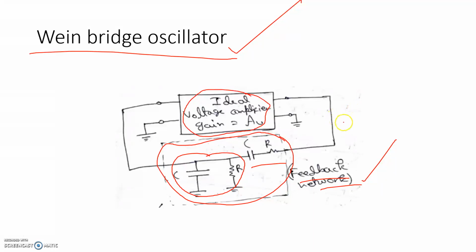Suppose you consider this Wein bridge oscillator and you are using it in Delhi, in India. Now in Delhi there is one temperature, so you have designed the circuit corresponding to a frequency F1. Any frequency, it may be 100 hertz, 200 hertz, whatever.